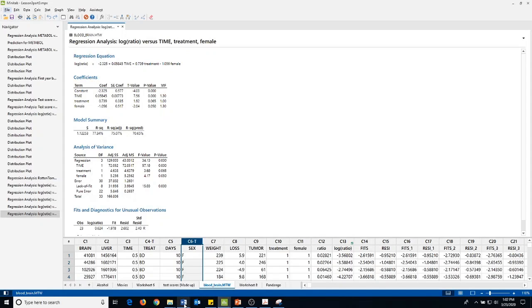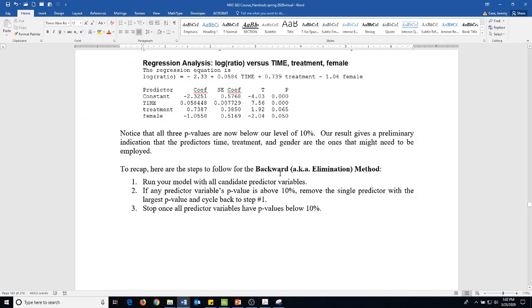If you want to compare that with the one on the course handout, you can see that I just have time, treatment, and female left. With these coefficients, all these p-values are less than 0.1, and so that's the threshold I would use. So again, the steps are to run your model with all the predictor variables. If any is above the p-value of 10%, remove the single predictor with the largest p-value, and then repeat, and stop once all the predictor variables have p-values below 10%.